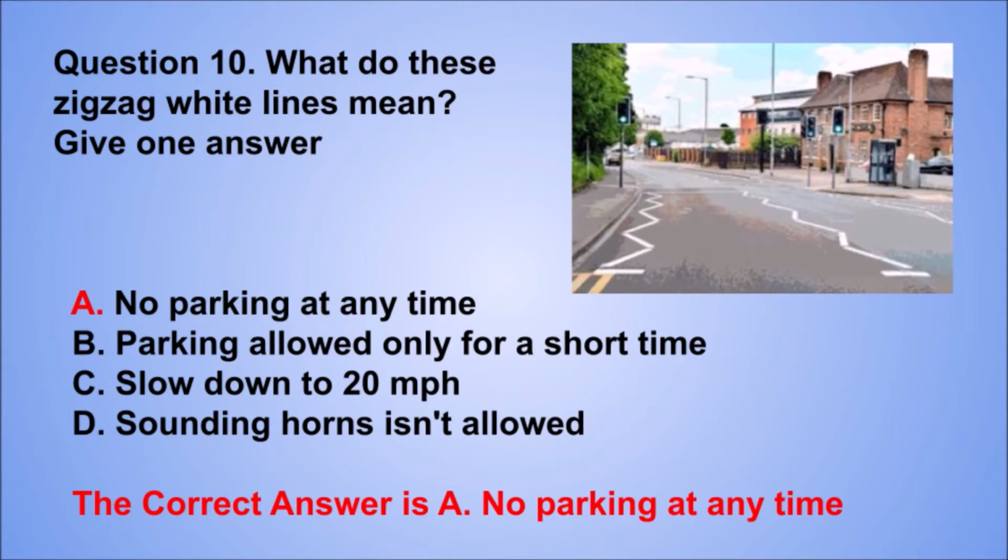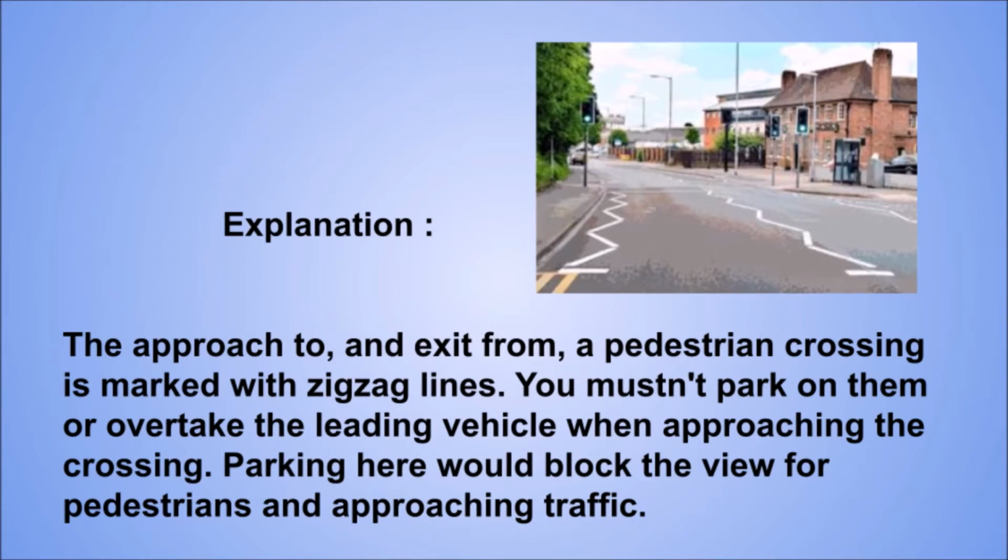The correct answer is A. No parking at any time. Explanation: the approach to an exit from a pedestrian crossing is marked with zigzag lines. You mustn't park on them or overtake the leading vehicle when approaching the crossing. Parking here would block the view for pedestrians and approaching traffic.